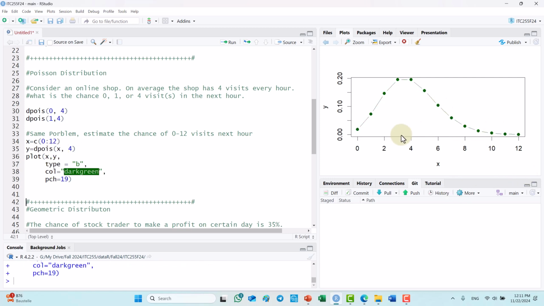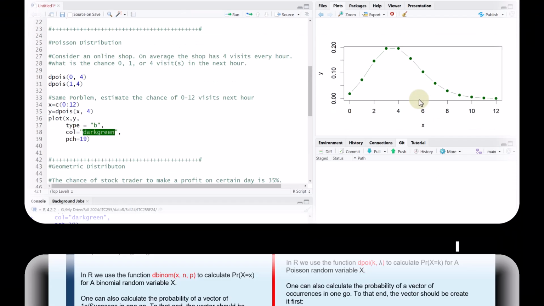As you can see here, the probability is again maximum around 4 because that is the average. Around the average, the probability is maximum. And as we increase the number of visits to 6 and higher numbers, the probability is going down.